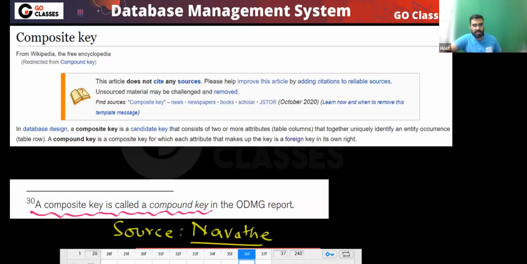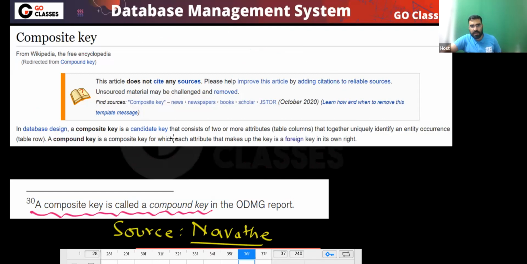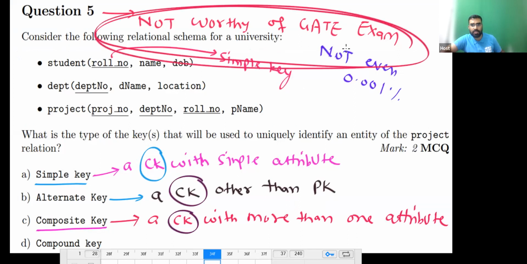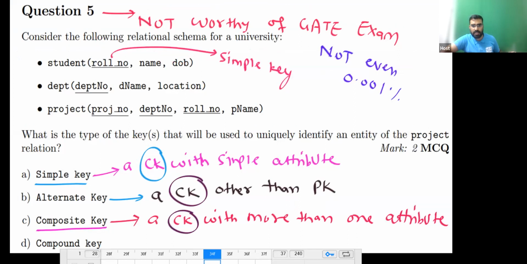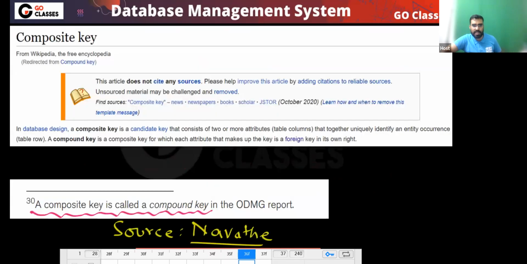You can see this definition on Wikipedia, because in the textbook you will not find this. I never use Wikipedia screenshots, right? But in the standard books you will not find this. This is the reason I told you this type of question is not worthy of the GATE exam, because whatever standard book you study, you will not find it. So I have to take the help of Wikipedia.